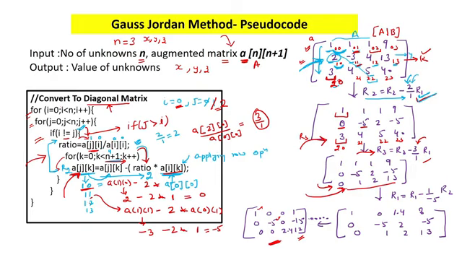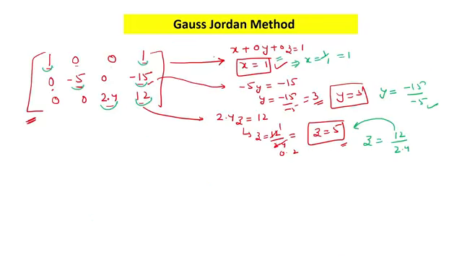So now what is my next task? When I have got this diagonal matrix via this code, the next task is we have to find the value of our unknowns, that is x, y and z. For finding the value of unknowns, when we solve this question, whenever we are finding the value of x, we are dividing this corner element with this element. For finding the value of y, we are dividing this corner minus 15 with this element, and so on for z.